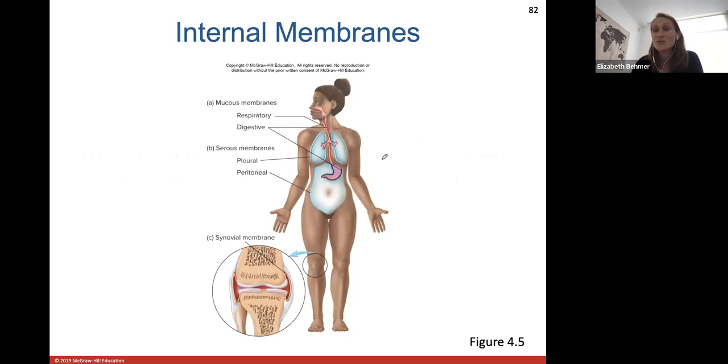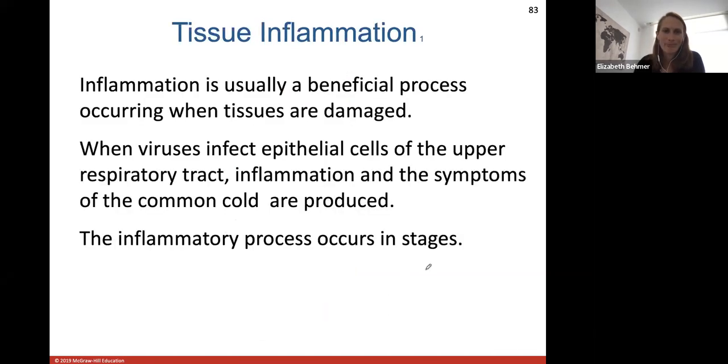We didn't include cutaneous because cutaneous is the external covering of the skin of the body. So the mucous membranes, again, are lining structures that will empty into the external environment, like your respiratory, digestive, reproductive tracts. Serous membranes line internal body cavities that do not have contact with the external environment, like your pleural, your lung cavities, your peritoneal, your abdominal cavity, and then synovial membranes line cavities around your joints.